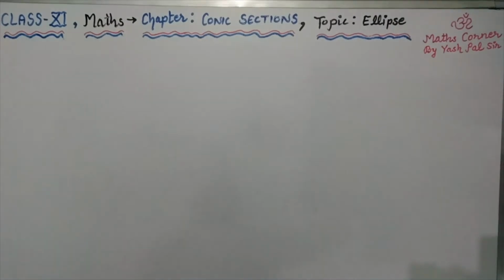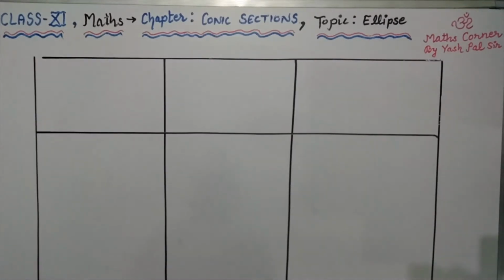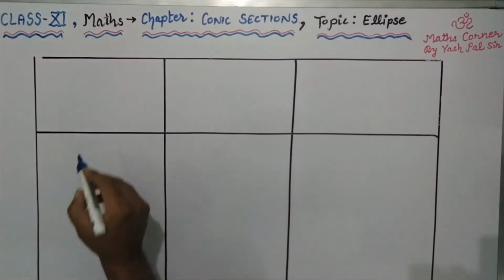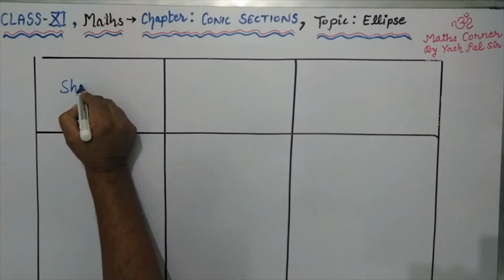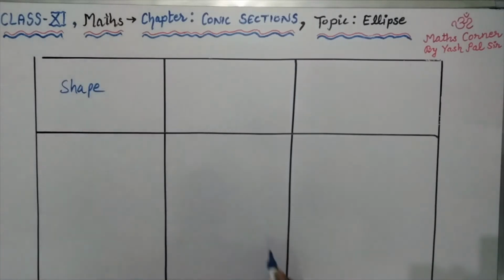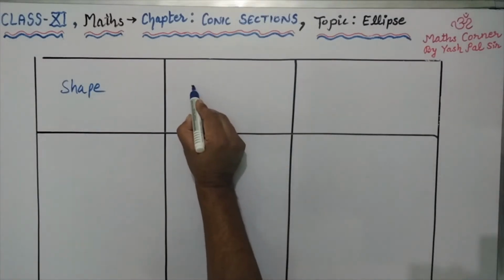Now we shall discuss two kinds of ellipses through a table, like we have discussed in case of parabola. There were 4 types of parabolas. Here we are going to discuss 2 types of ellipses. First of all, the shape of the ellipse. This is the first kind.